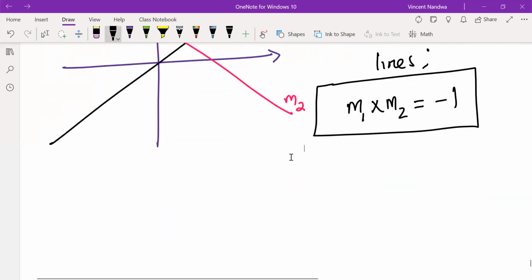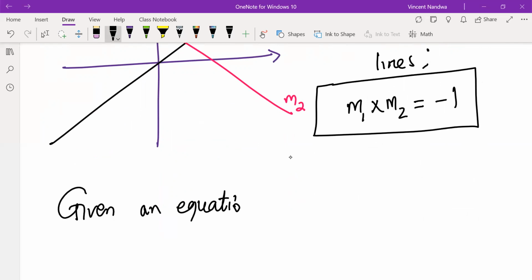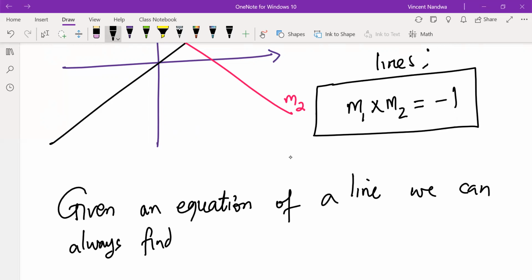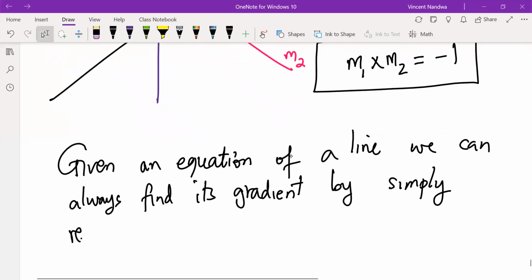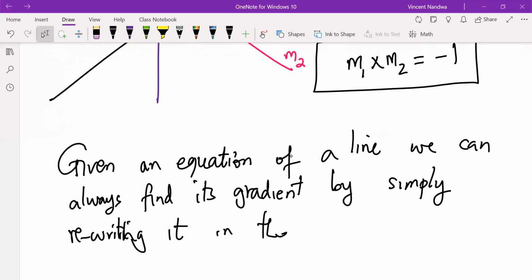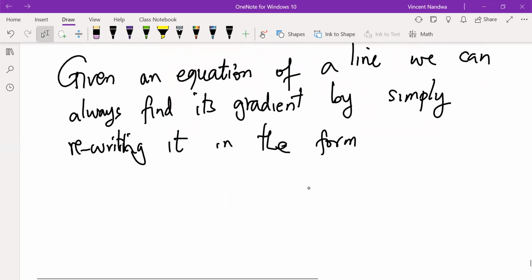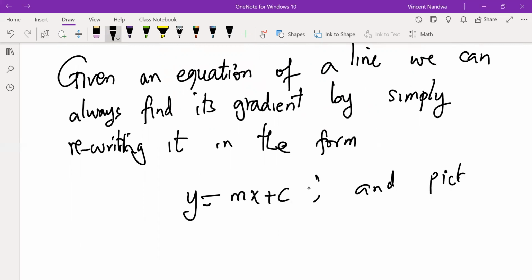And then given an equation of a line, you can always find its gradient by simply rewriting it in the form y = mx + c, and picking m as the gradient.